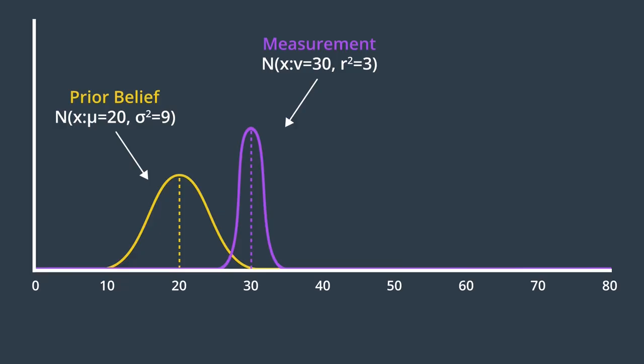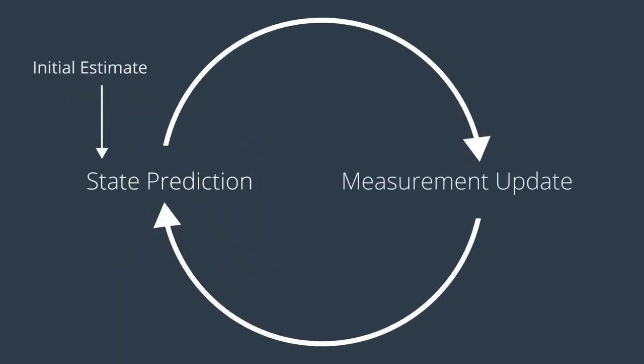Given our prior belief about the robot's state and the measurement that it collected, where do you think the robot's new belief will be? By implementing the measurement update, you've now completed half of the Kalman filter's iterative cycle. Let's move on to state prediction next.